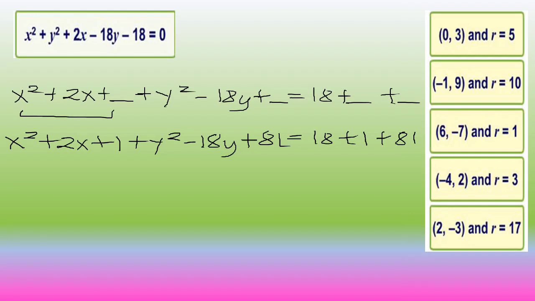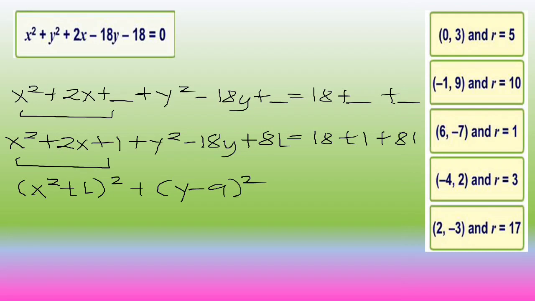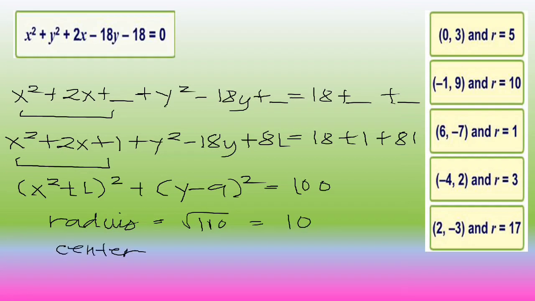Okay, so from that, square of binomial, x squared, copy the sign of the middle term, square root of 1, that is equal to 1 squared, plus square root of y squared, y, copy the sign of the middle term. Then we have the square root of 81, that's equal to 9 squared. So we have 100. And from that, our radius is the square root of 100, that is equal to 10. And our center is at negative 1, 9. So this is our answer.